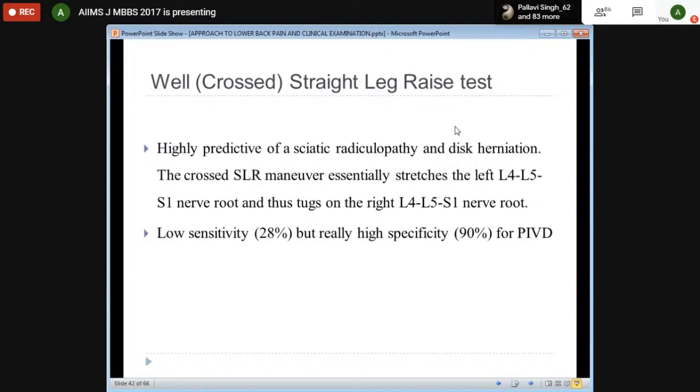So this is called the crossed straight leg raising test. This is usually highly predictive of sciatic radiculopathy and disc herniations. This has low sensitivity but high specificity for PIVD.